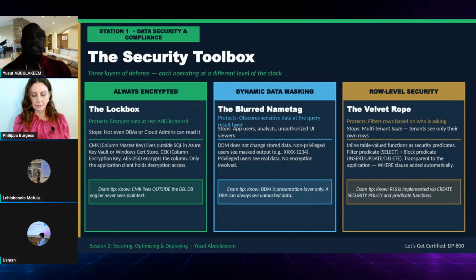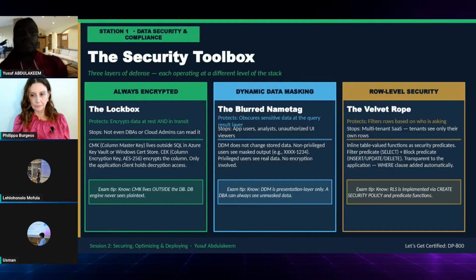Then dynamic data masking, that is the blood name tag, which obscures sensitive data at the query result layer, and also stops app users, analysts, and unauthorized UI viewers. DDM does not change stored data. That is, non-privileged users see masked outputs, while privileged users see real data. No encryption is involved. So in this exam, you're also going to be looking at that.